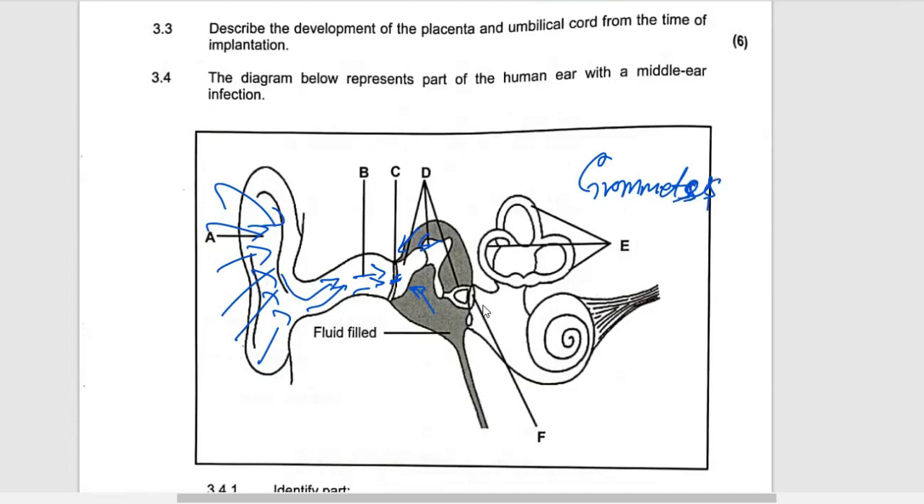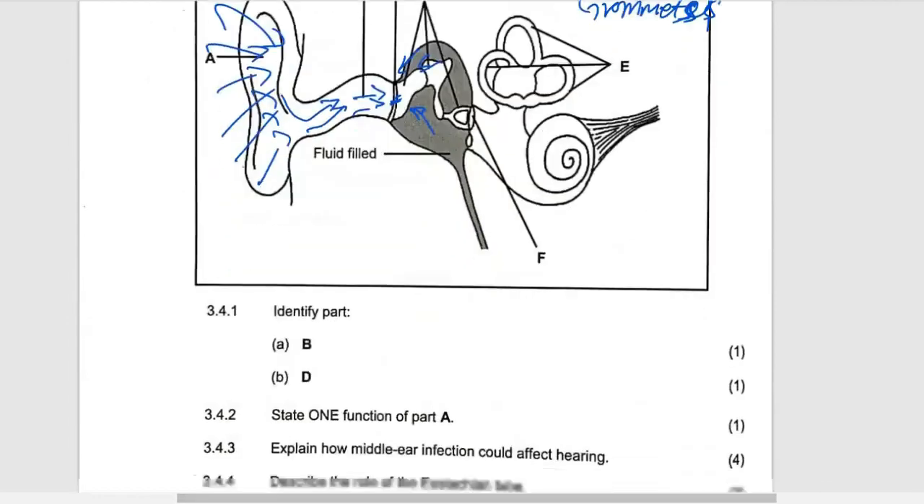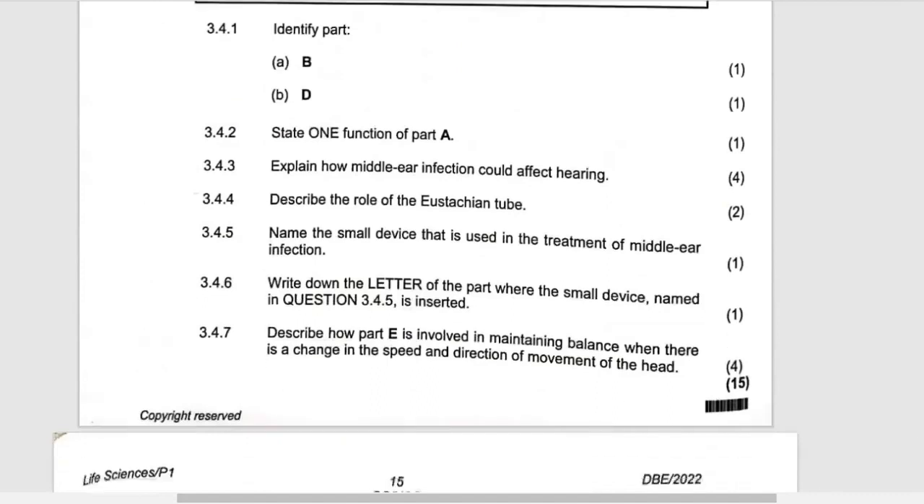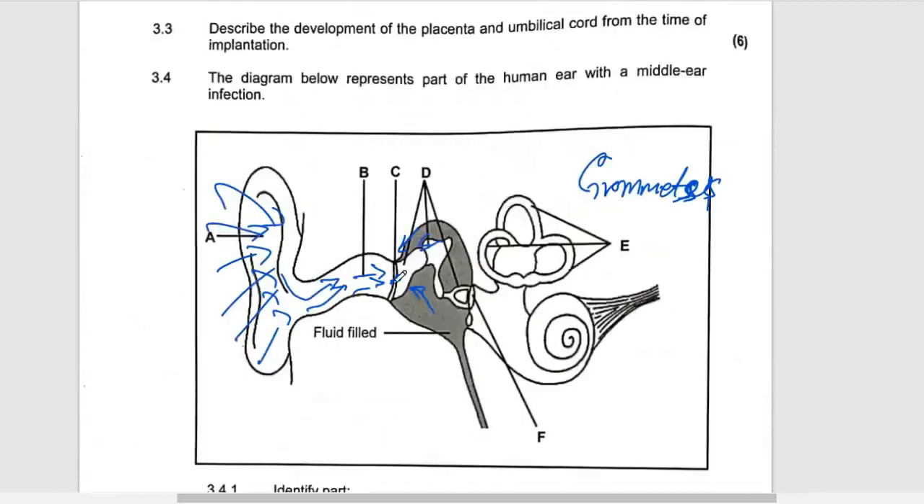Remember, middle ear infection is caused by bacteria, so you can also apply antibiotics. But they didn't ask you that question. They only asked for the device. Then, oh, I've skipped one question. Describe the role of the Eustachian tube. Remember, the Eustachian tube connects to the mouth. The function of the Eustachian tube is to equalize the pressure on either side of the tympanic membrane.